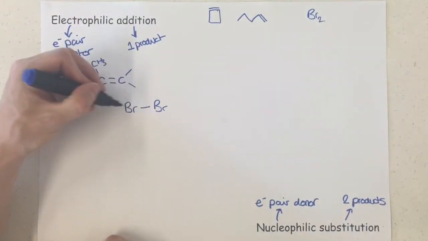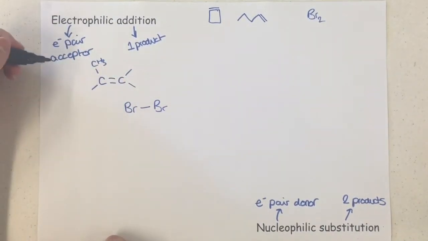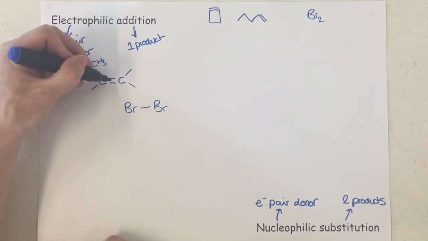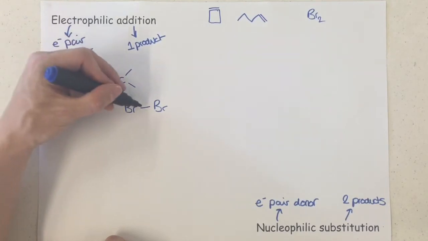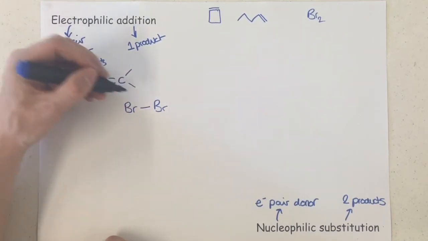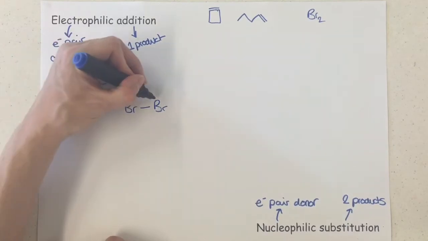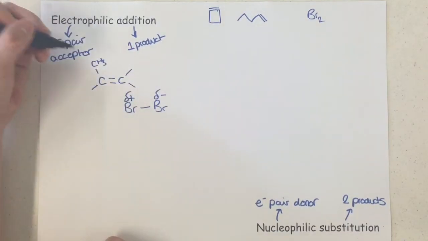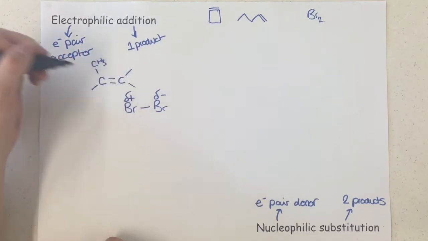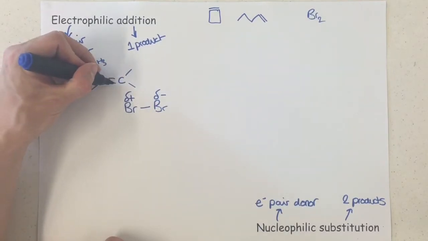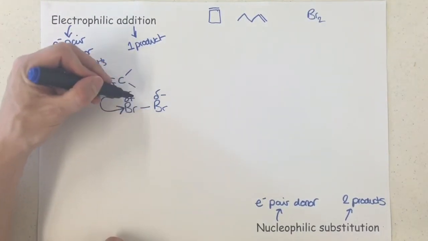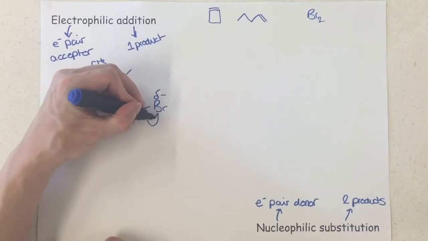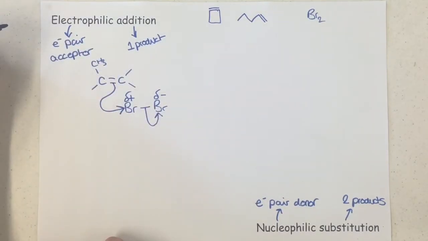So to start off, how does this act as an electron pair acceptor? Well, the double bond here is an area of high electron density between these two carbons, and it induces a dipole in this nonpolar molecule. So you end up with a delta plus and a delta minus just here. Now, this delta plus end allows us to accept a pair of electrons. So we start our curly arrow at the double bond, and we go over to the first bromine like so. Then the single bond here in the middle breaks, and both electrons transfer over here to the bromine.